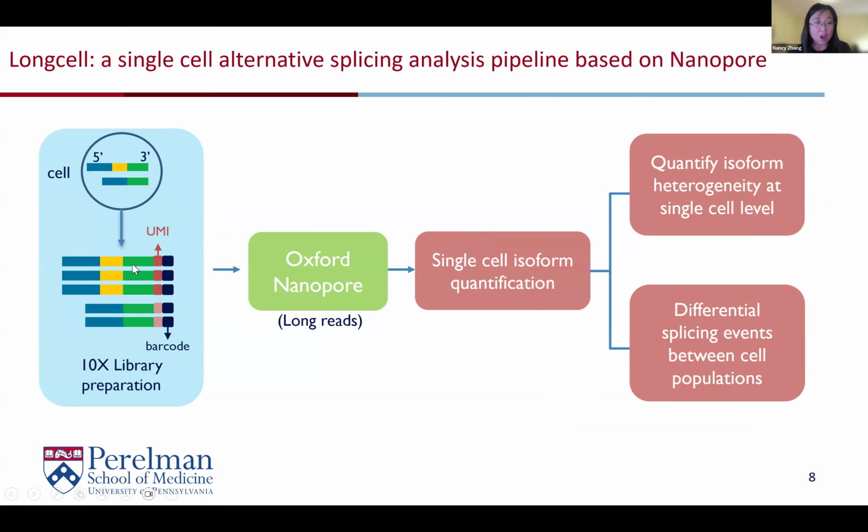We have long-read sequenced single cell or spatial libraries. What I'm going to show you is a computational pipeline for accurate single cell isoform quantification. That allows us to do many downstream analyses, but we specifically focus on two. One is to quantify isoform heterogeneity at the single cell level. I'm going to go into detail on what that actually means. The second is to do differential testing, identifying differential splicing events between cell populations.